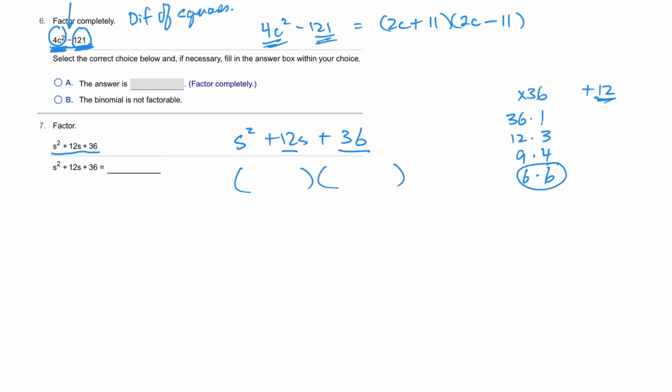Factor, split this up into s and an s, and then I have a plus 6 and another plus 6. This would be called a perfect square. Since both of those factors are the same, you can rewrite it as (s plus 6) squared. So this and this are the same. Just a couple more questions.